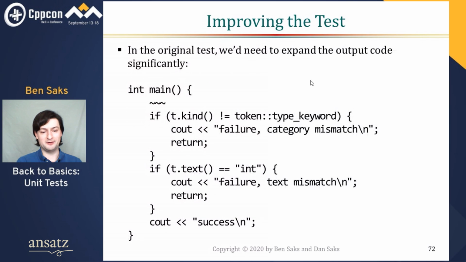Now, back in our original test, when we weren't using a framework, we'd need to do a fair bit of work to expand the output code here. We need to have separate tests for each of the two different ways that the test could fail. We need to write out different error messages for each of those different possible failures.